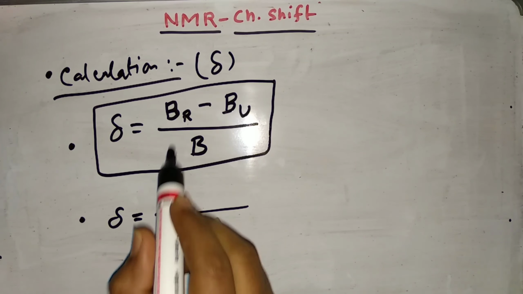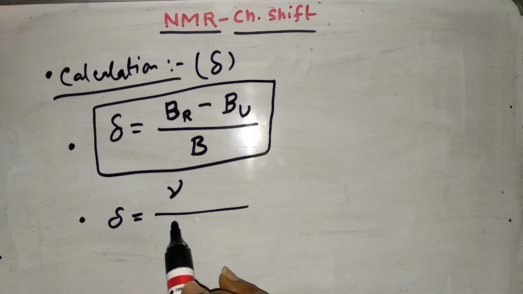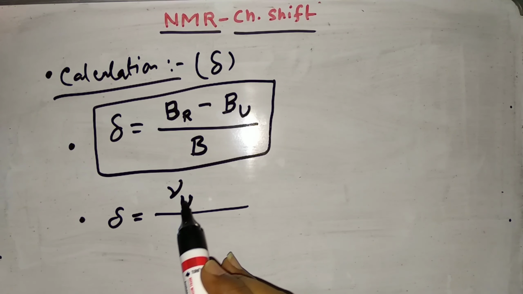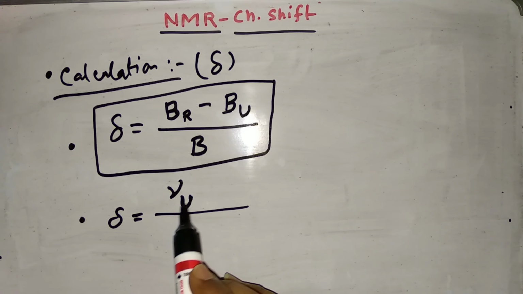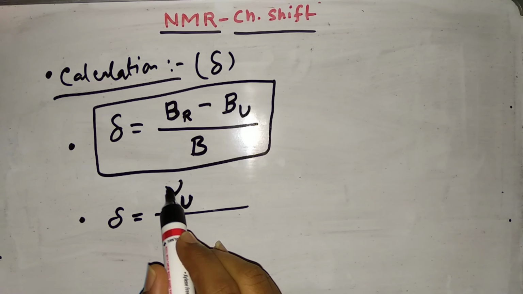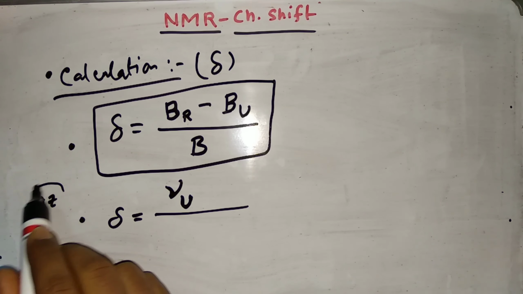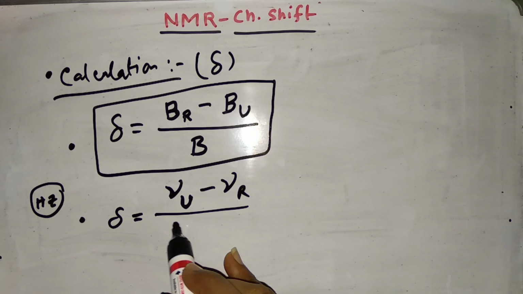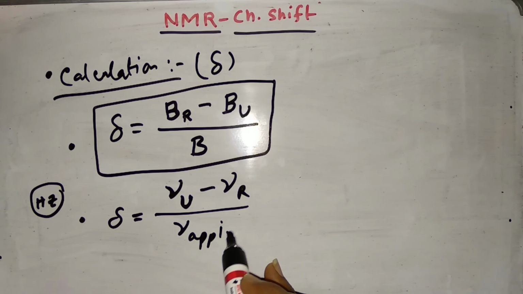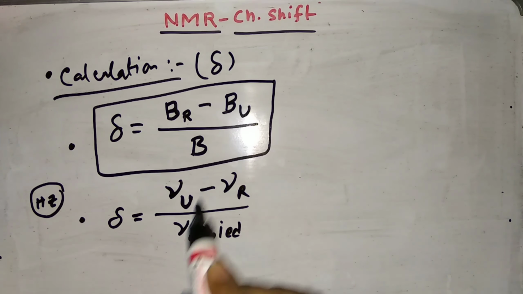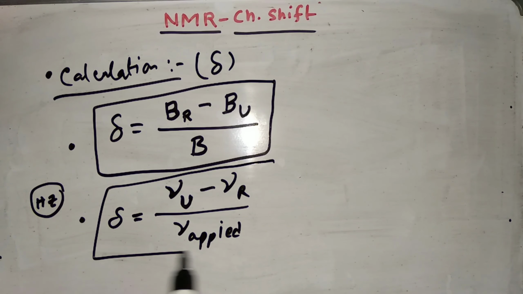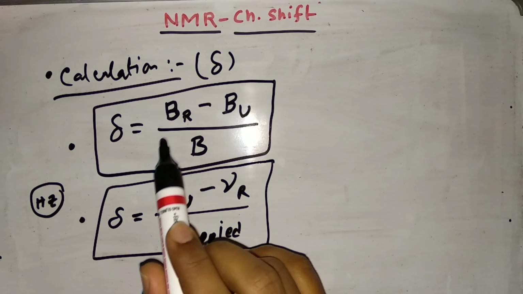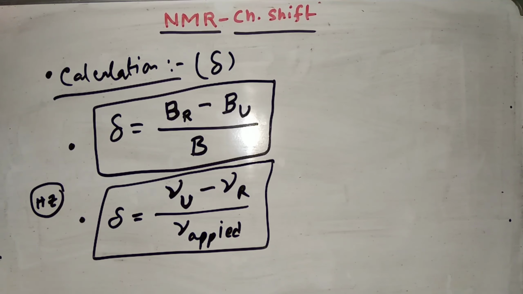Here it is about the field strength, and here we will use the frequency. For the unknown system, nu is the frequency at which the unknown proton resonates. Of course the nu value will be in Hz, remember this one, hertz. Minus nu of the reference, and finally divided by the nu value which we are applying. So remember, reference minus unknown in the first, here unknown minus reference. So don't forget these two formulas, which are required for the calculation of the chemical shift.